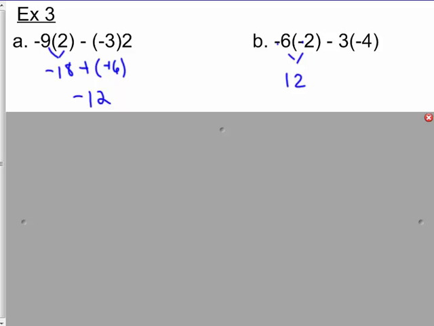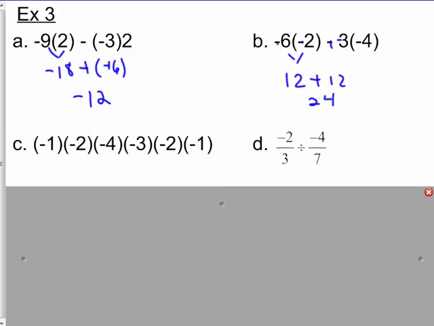A negative 3 times a negative 4 is a positive 12. Now, if you just did 3 times negative 4, that would be fine, but then you'd have to have a minus and then a negative 12. Minus a negative would be a positive there. Either way, you're going to get a positive 12 and 24.